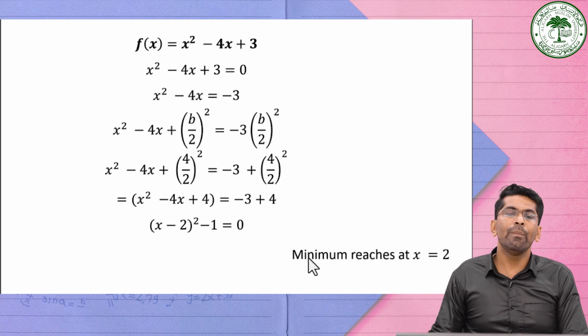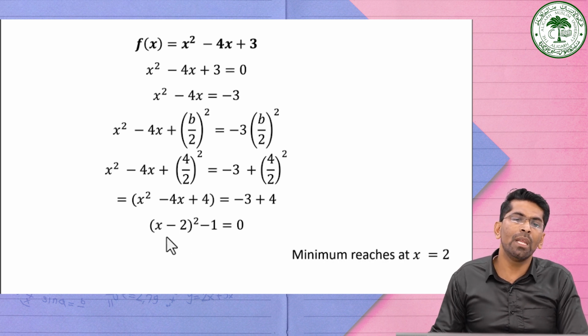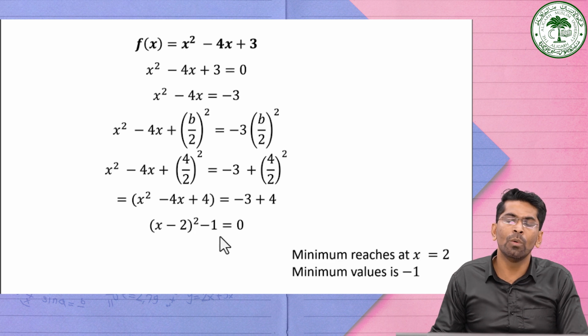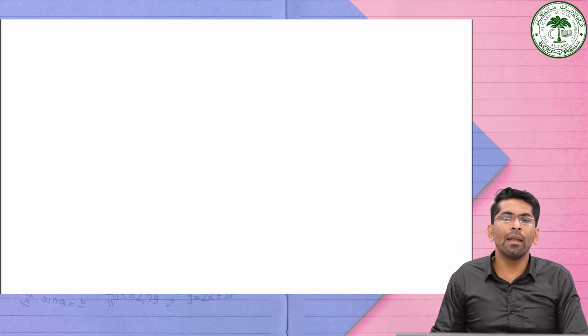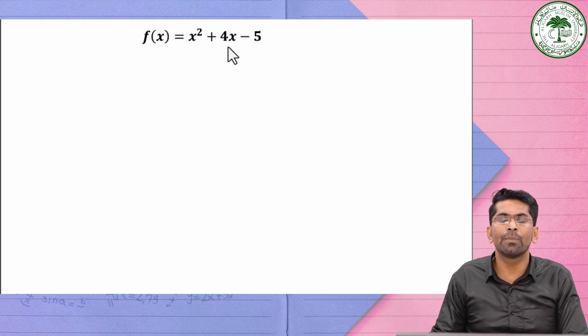So here the function reaches its minimum when x is equal to 2, and the minimum value is equal to minus 1. Similarly, we have to consider another example, x square plus 4x minus 5.